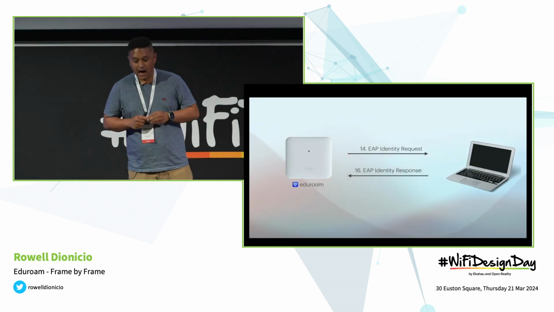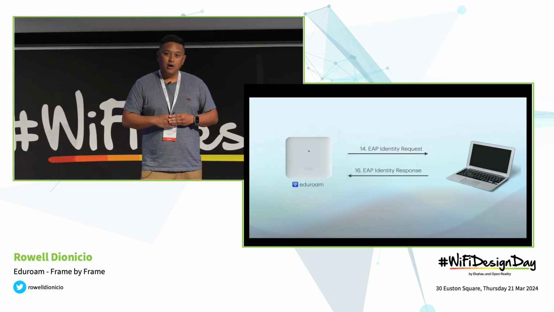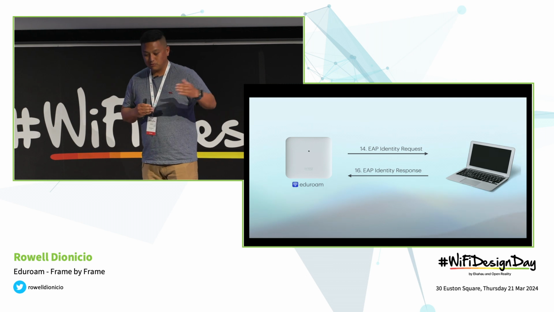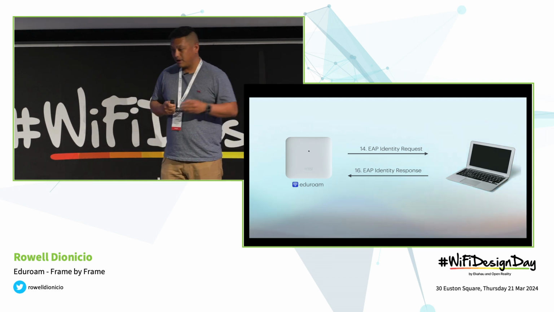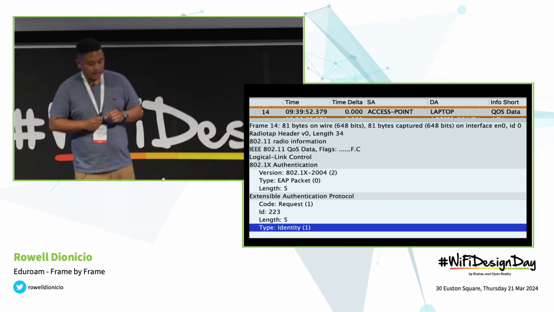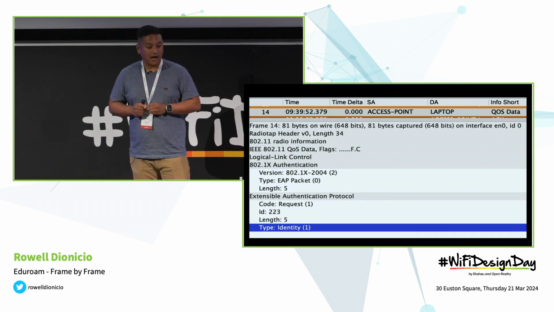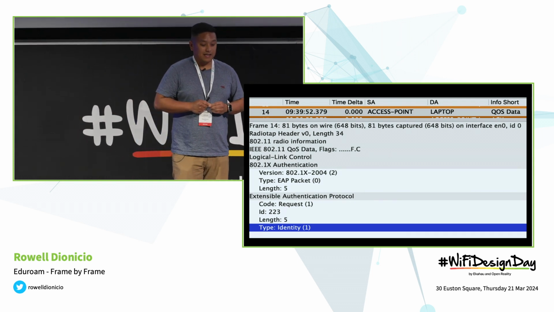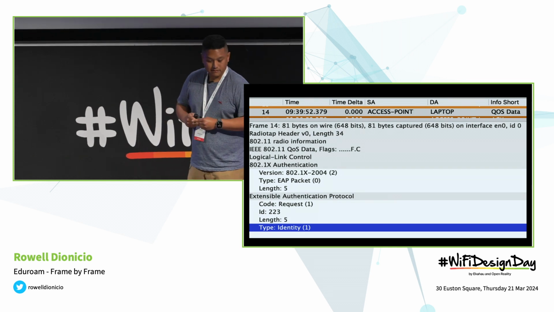The access point, upon now completing the association, will send an EAP identity request. And so that request will be responded by the supplicant. And if we dive into the frame, here is that first EAP request from the access point. And you can see that the type is identity. It's like, hey, give me your identity.